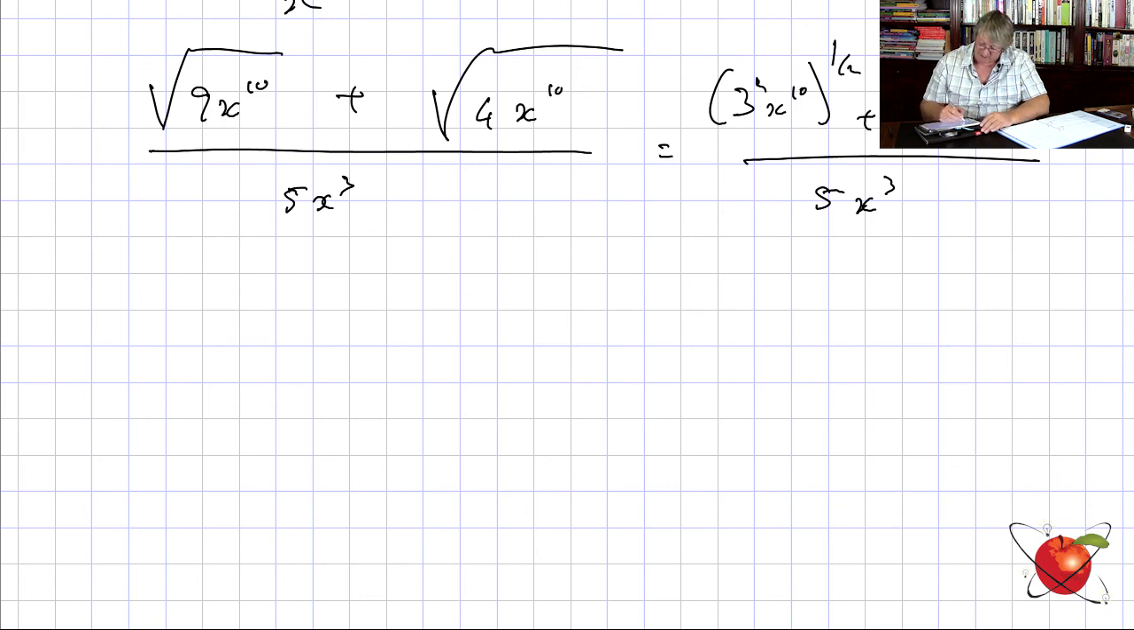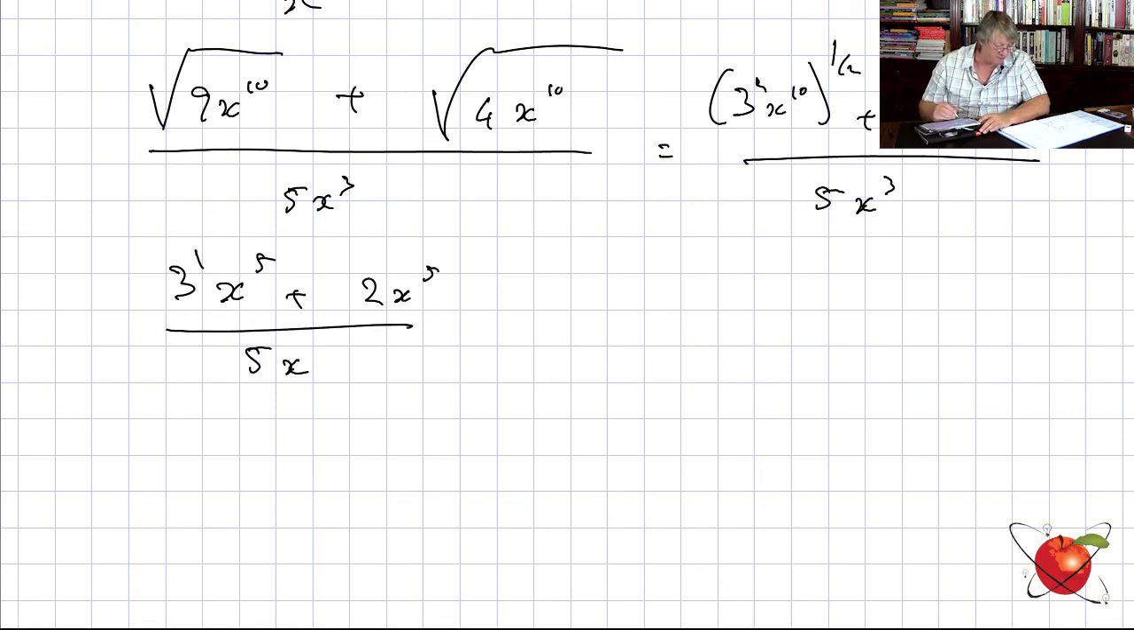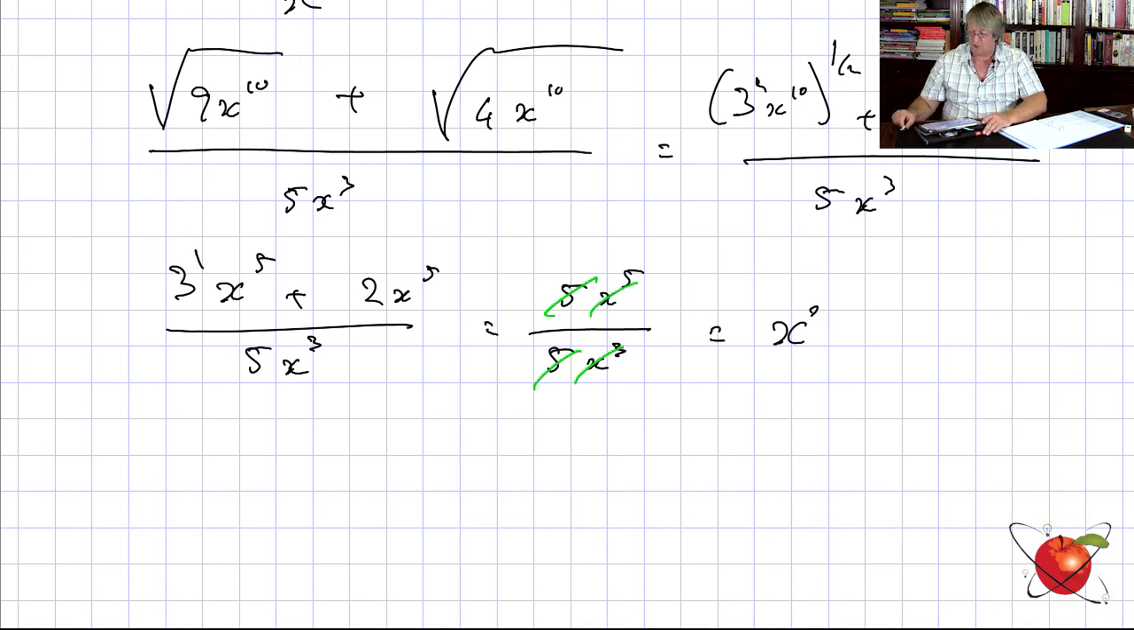Now multiply out brackets. You've done that before. A half times 2 is 1. x to the 5th plus 2x to the 5th over 5x to the 3. Okay? Therefore, what do we get left with? That becomes 5x to the 5th over 5x cubed. Can I cancel? Of course you can now. That cancels, leaving us with, at the end of the day, x squared.